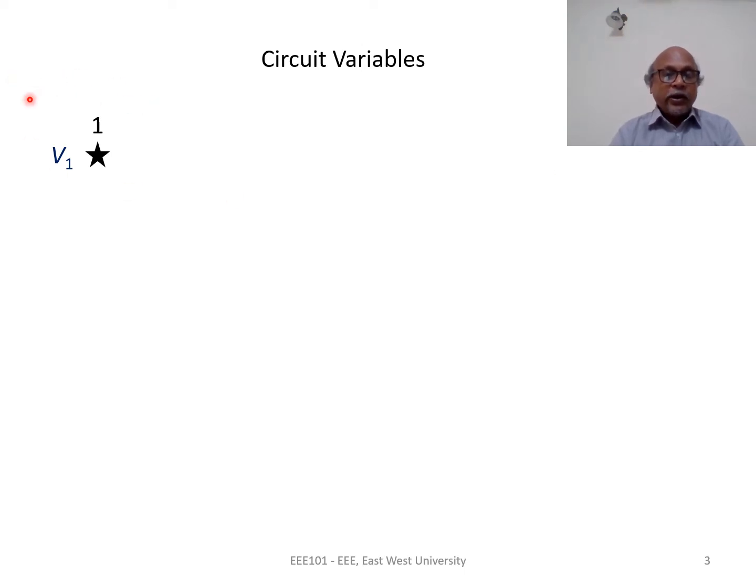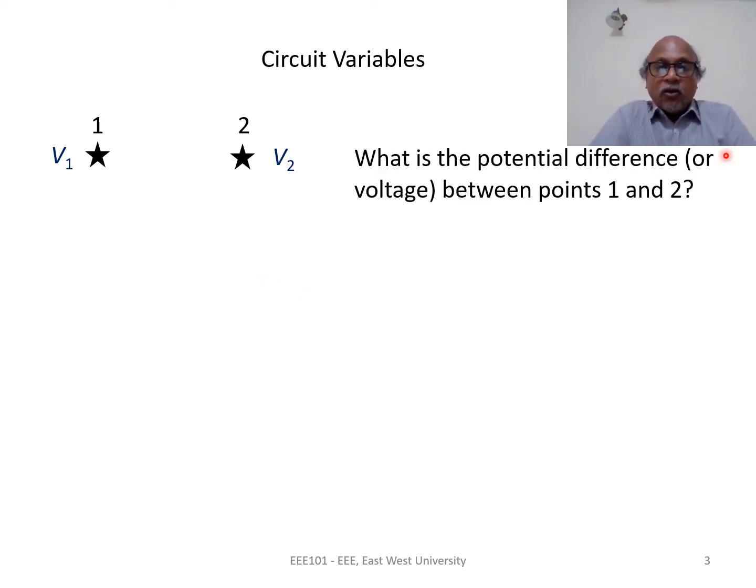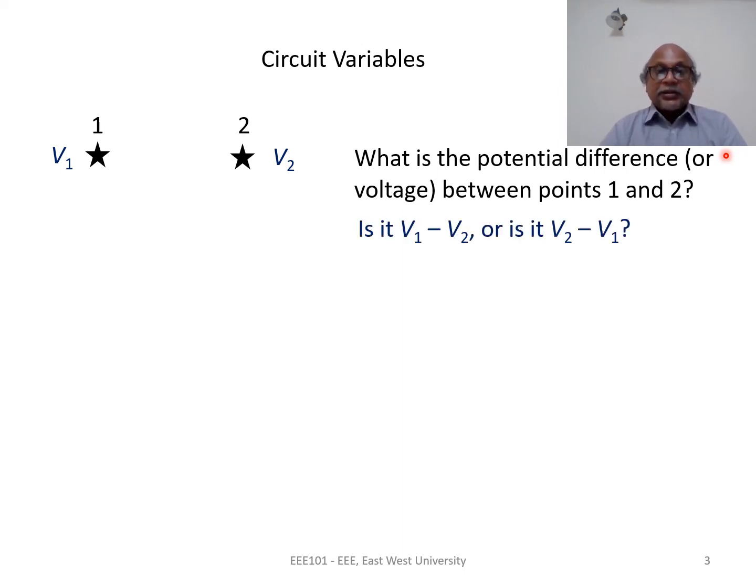Let's say we have a point 1 in space whose potential is V1. We have another point in space, point 2, with a potential V2. Now, we want to know what is the potential difference between point 1 and point 2. There are obviously two answers. Is it V1 minus V2 or V2 minus V1? The difference can be taken in two ways. So obviously, my question was not specific enough because a single question gives rise to two possible answers.